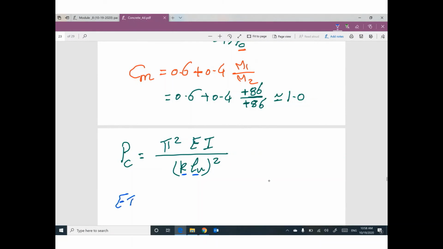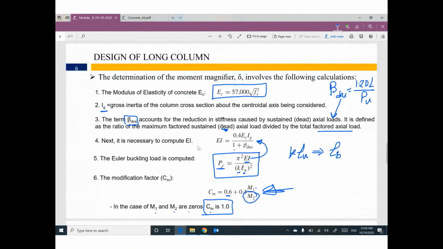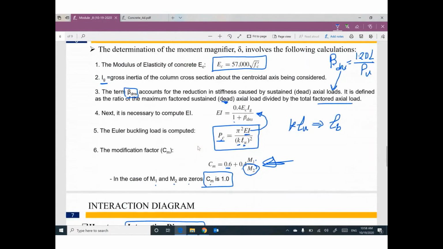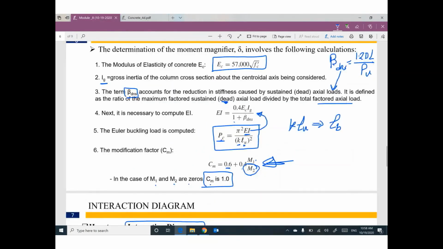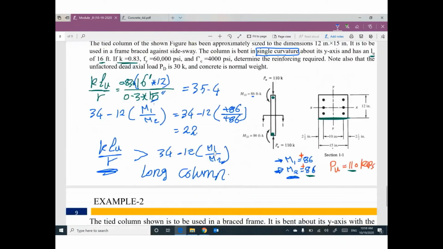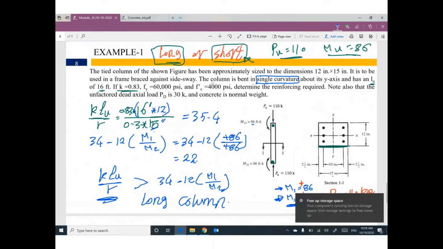if you go back to the steps, EI equals 0.4 E concrete I gross divided by 1 plus beta. What is the value of E concrete? Do you remember? 75,000 square root f'c. If you open the problem, what is the value of f'c? 4,000. The value is 4,000.